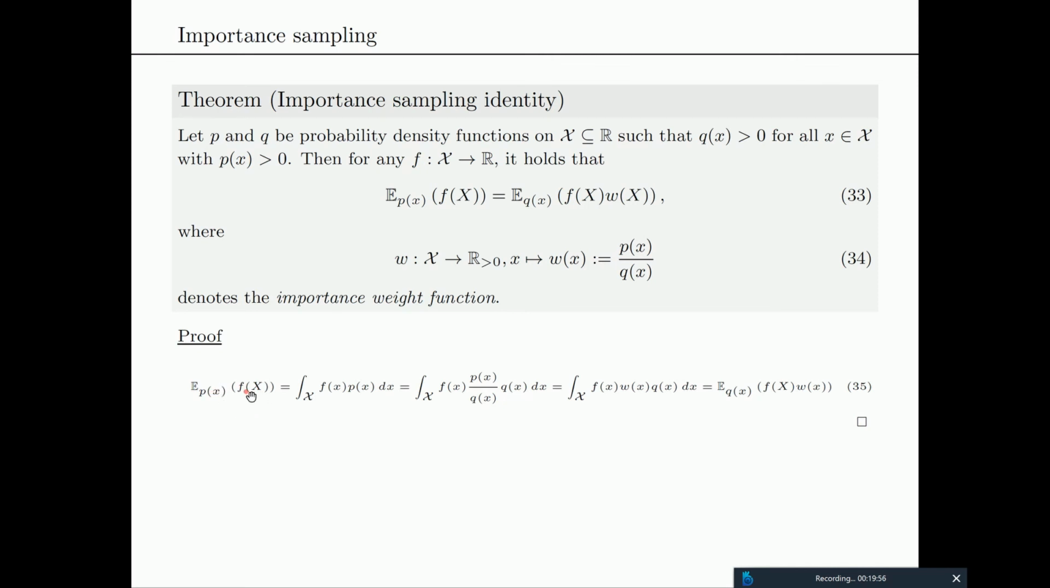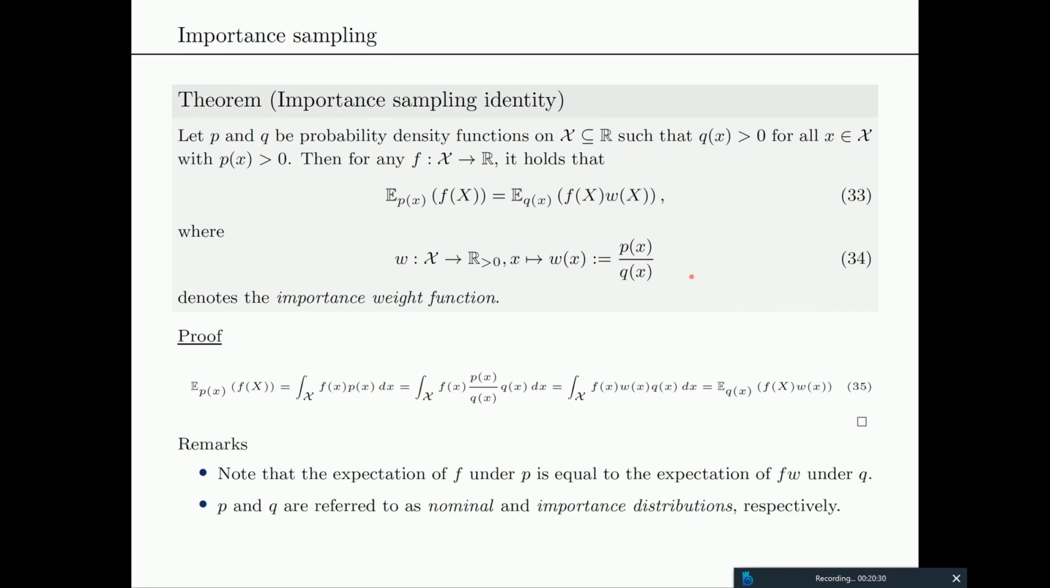So the expected value of f(x) is this integral. Now you can multiply and divide by q(x). Then you can define this weighting function, and then you have here f(x) times w(x) times q(x), and this is of course just the expected value of this. So this just basically shows why one expected value under one probability density function can be written as the expected value under a different probability density.